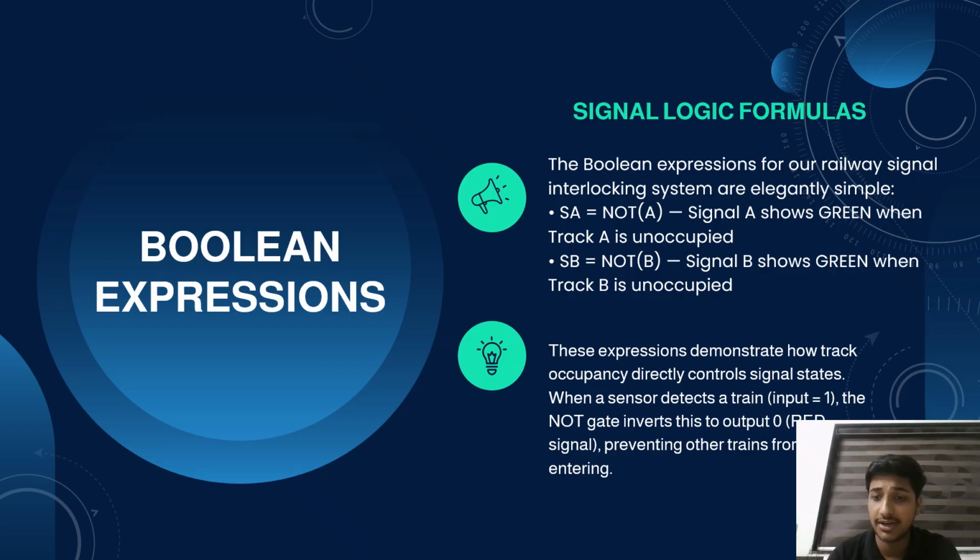When a sensor detects a train, the input is 1. The NOT gate inverts this to output 0, preventing the other trains from collision or entering the wrong track path.